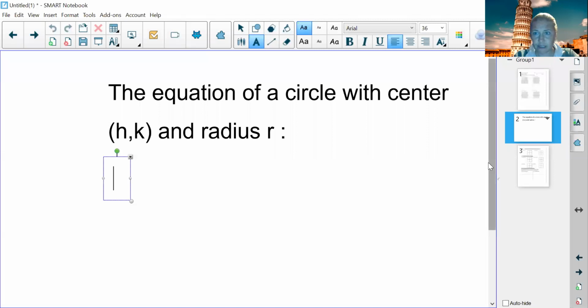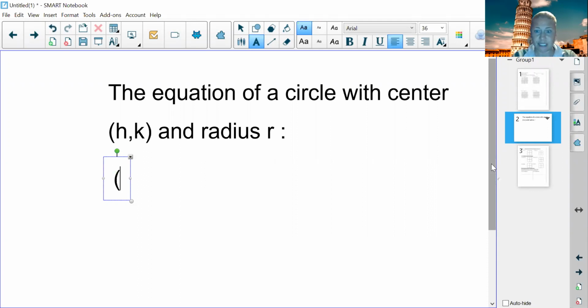But anyways, going to screen share. We are looking at the handout with the circles, okay? Before we get started graphing the circles, we need to write down the equation of a circle with center (h, k), and this should be nothing new for you. You've seen this in high school.